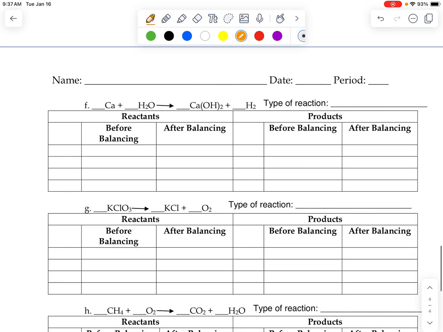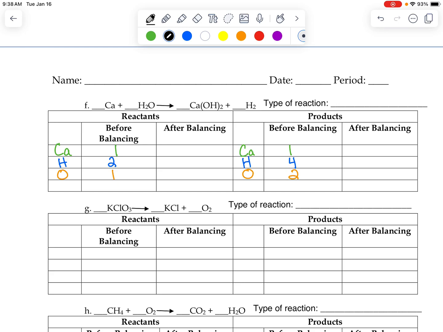Then we've got our next one, calcium. I've got 1 going in, calcium, I've got 1 coming out. Hydrogen, I have 2 going in. Hydrogen, careful, we've got 2 here and 2 here. So we have 4 coming out. Then we've got oxygen. We have 1 going in. Oxygen, we have 2 coming out.